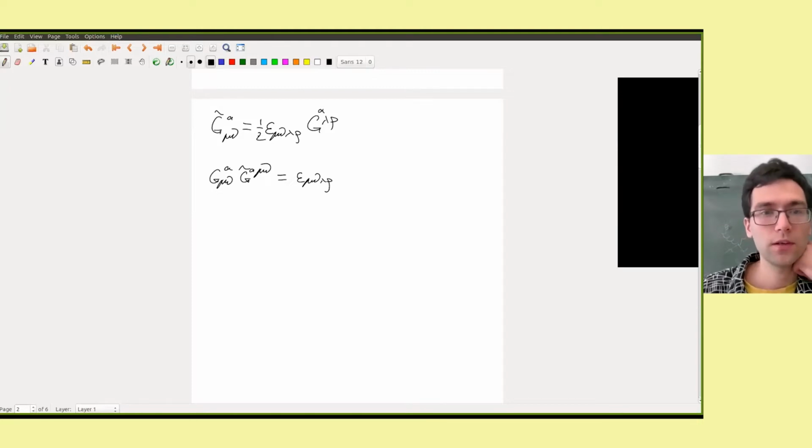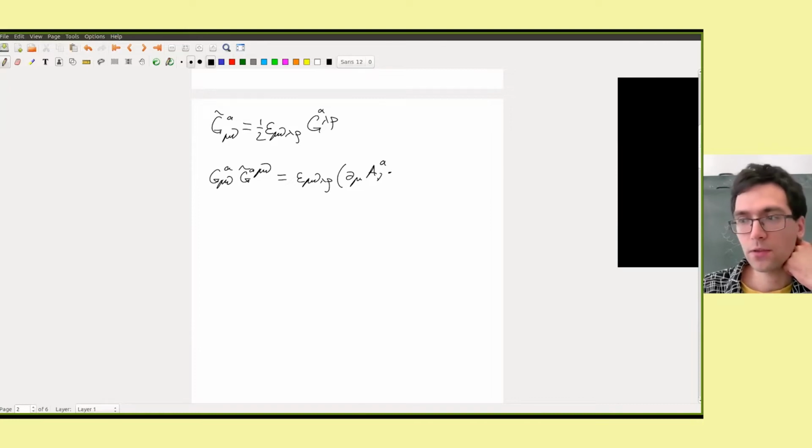Here let us expand one of the tensors in terms of the vector potentials. It will be d_mu A_nu^a. This one comes from here, multiplied by what comes from the dual tensor, and I also absorbed the factor. Here we had one half, and here I had d_mu A_nu minus d_nu A_mu. Multiplied by the antisymmetric tensor, it is just 2 d_mu A_nu. So 2 multiplied by one half, we get a factor of 1 here.